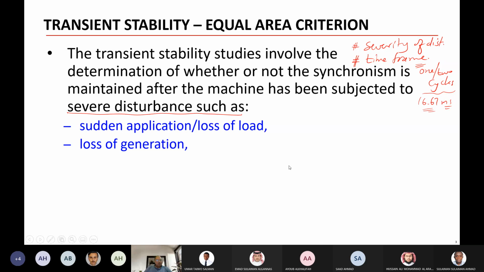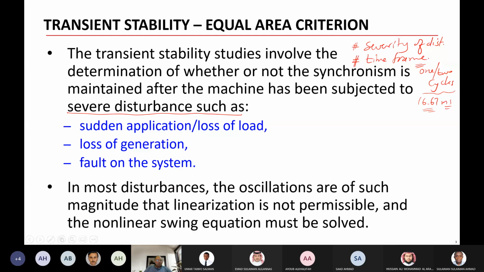If you lose one generator, a generation plant, or have a fault on the system, a three-phase fault or even a single line to ground fault, sometimes the single line to ground fault is more severe than the three-phase fault in some cases. So, a fault on the system. In most disturbances, the oscillations are of such magnitude that linearization is not permissible, and the nonlinear swing equation must be solved.